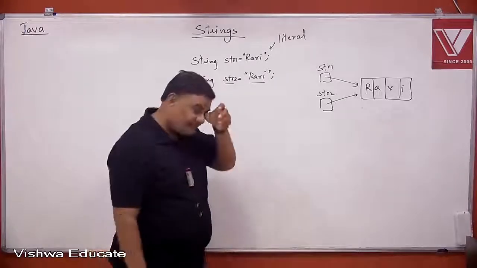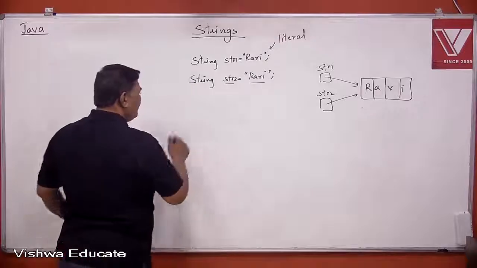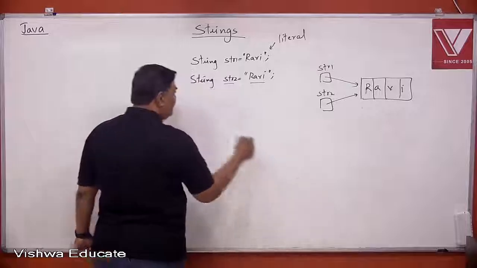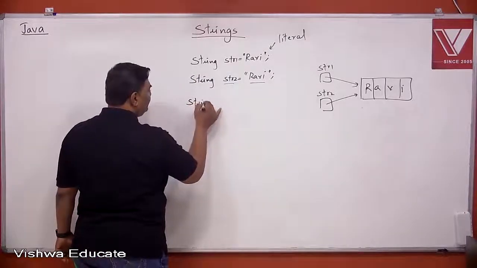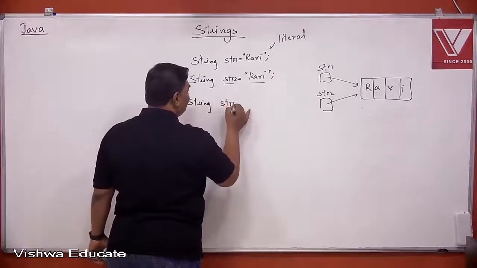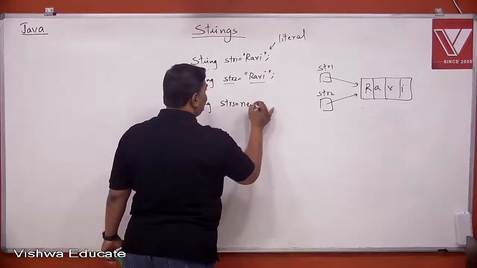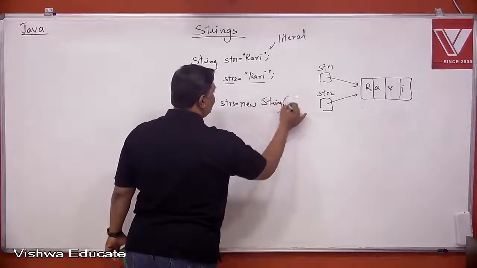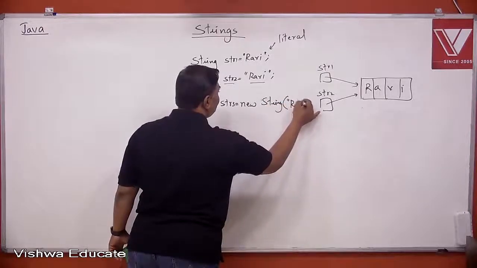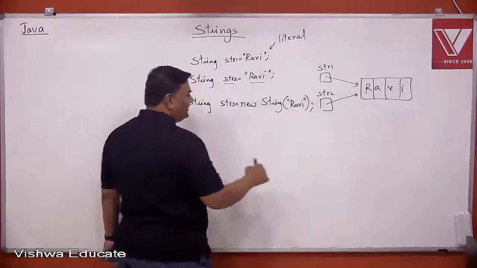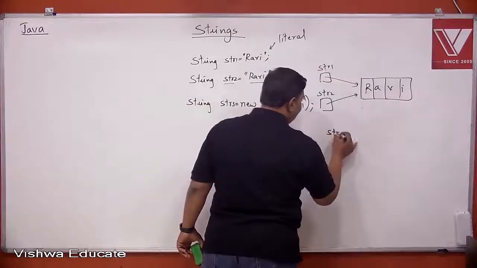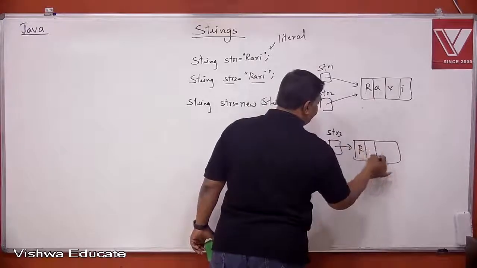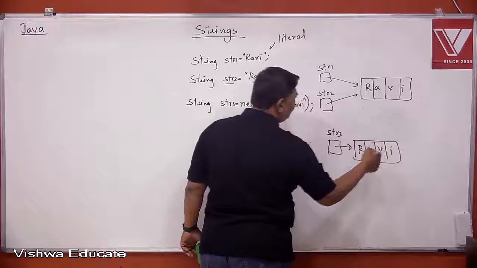All right. Then next. No, I don't want them to point to the same. I want another new object. Then say String str3 assign new String, and inside this Ravi. Now a new object will be created with the reference str3.